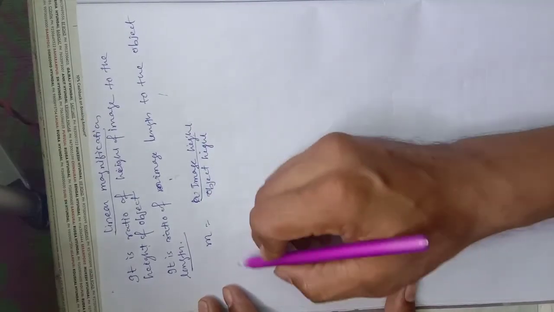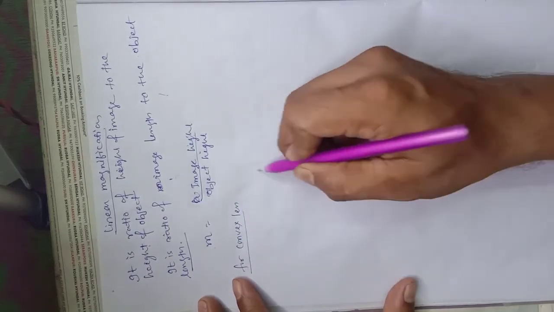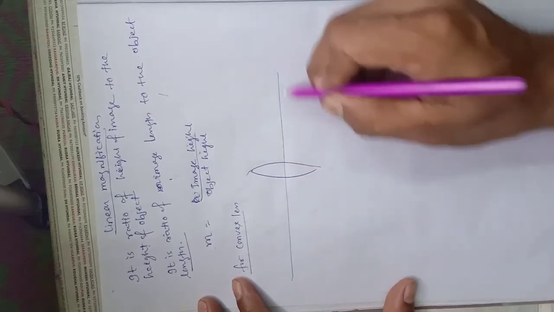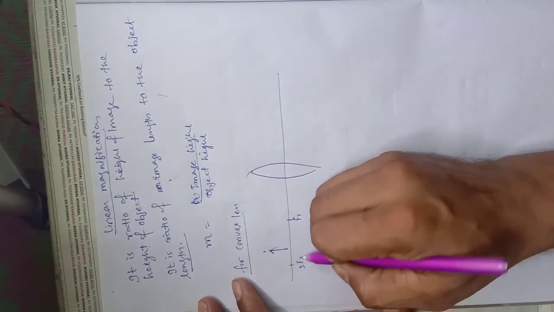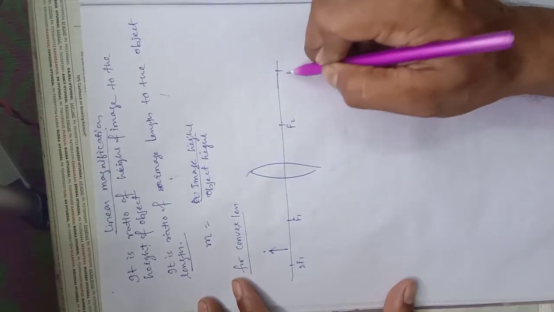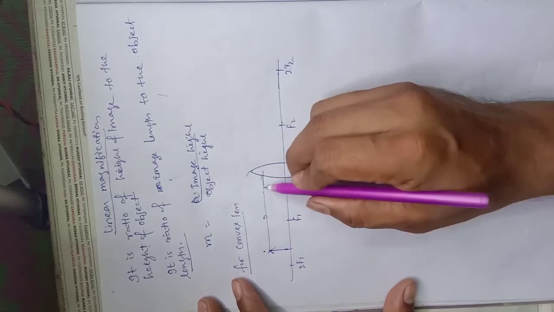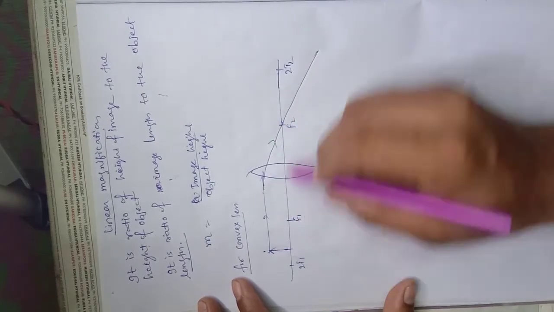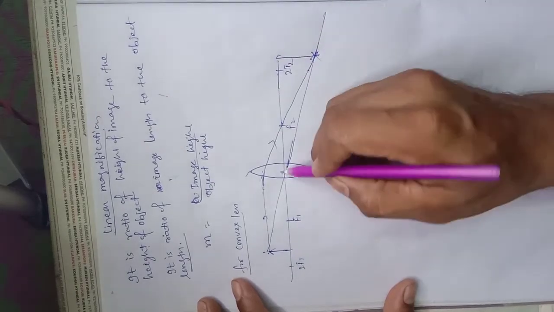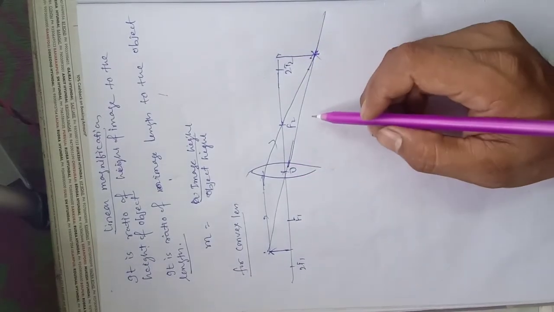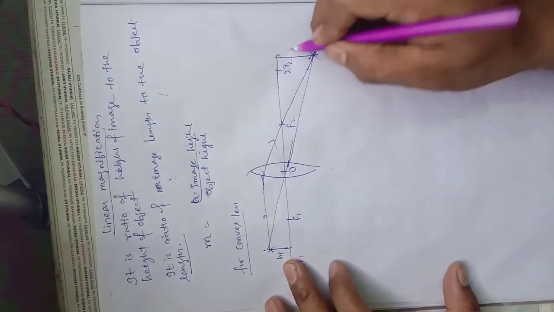Now for a convex lens, let us consider the object placed between F1 and 2F1. Here F2 and 2F2 are on the other side. An incident ray parallel to the principal axis, after refraction, passes through the principal focus, and a ray passing through the optical center goes undeviated. Now let the object height be h1 and the image height be h2.